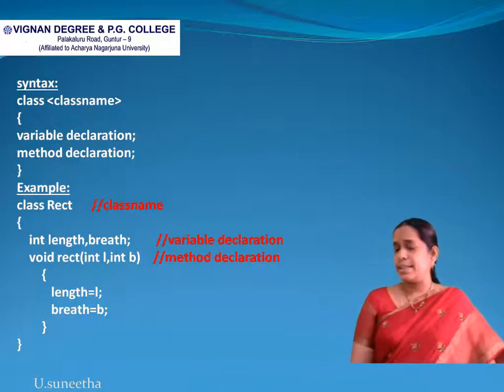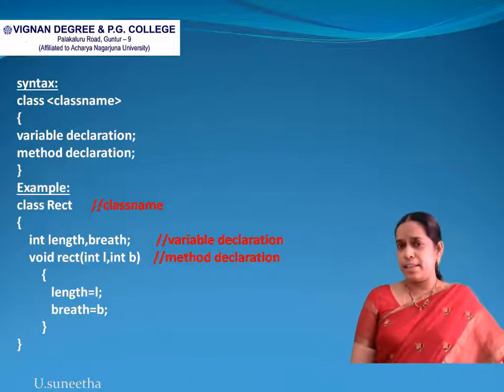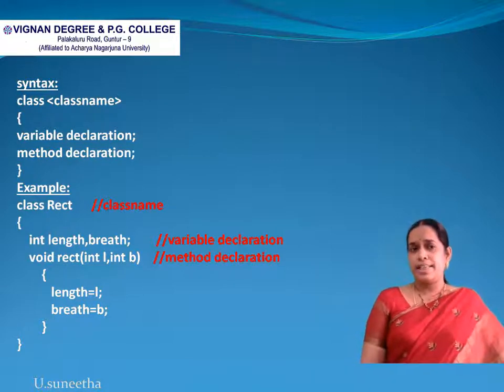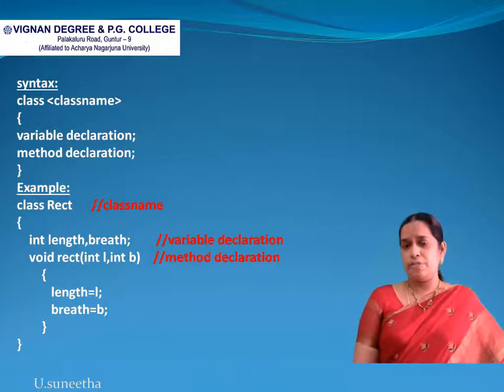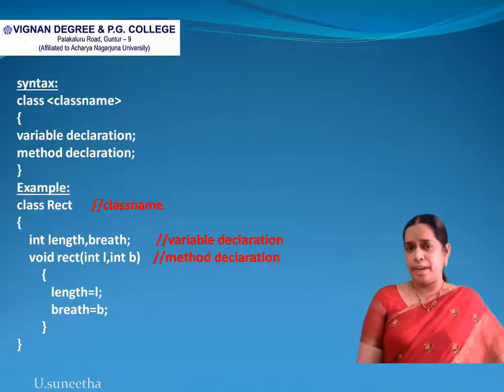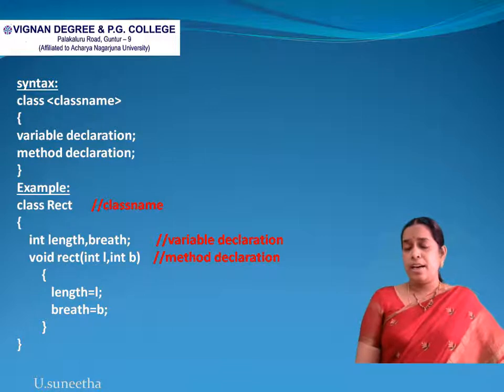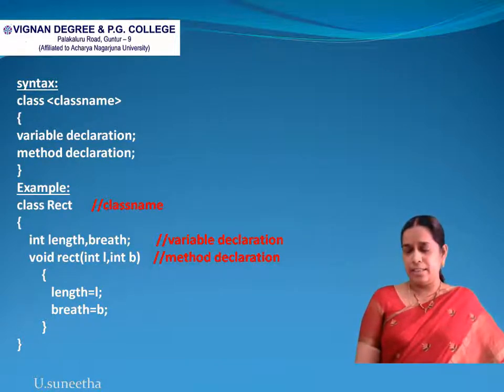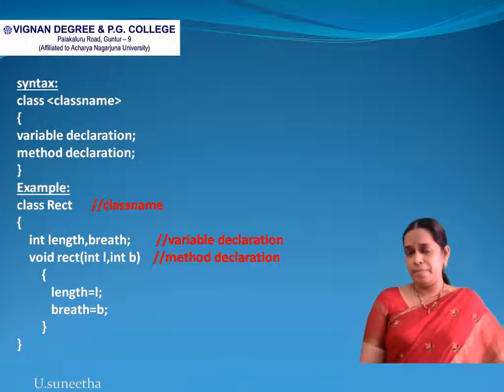And here in this example, the class name is rect and it has two variables, namely length and breadth. And it has a method rect in which all letters are written in small case. And it is also taking two parameters, namely L and B. And within the body of this method, we have stored the value of L in length and the value of B in breadth. This is the relevant example which is based on the syntax.